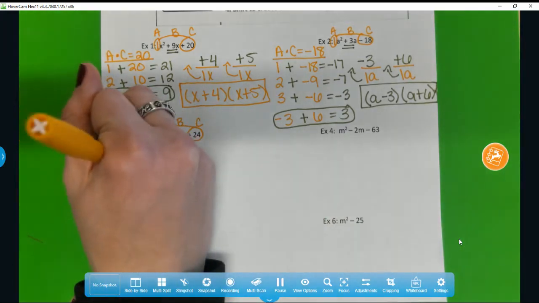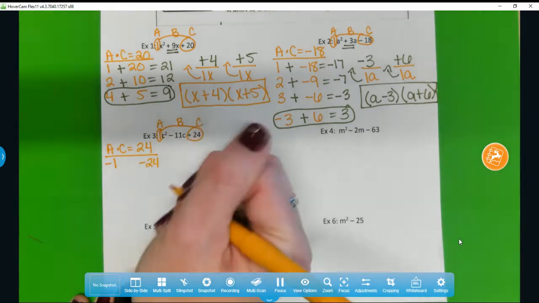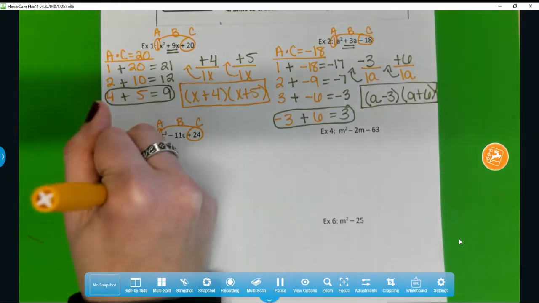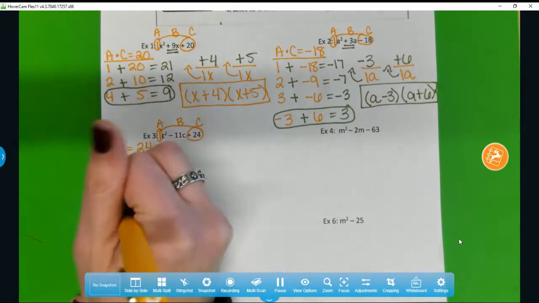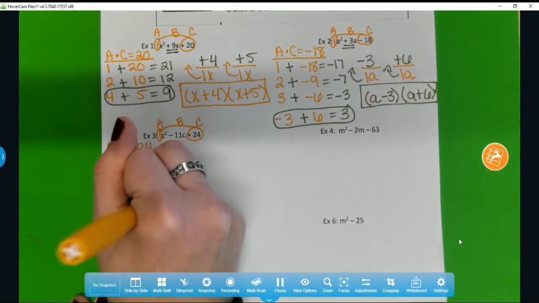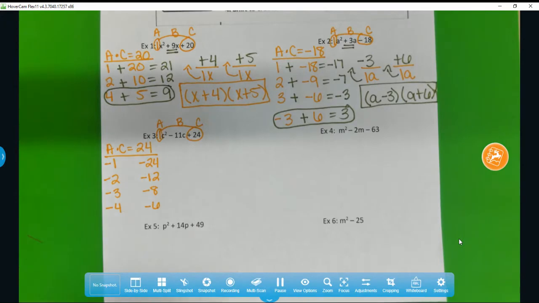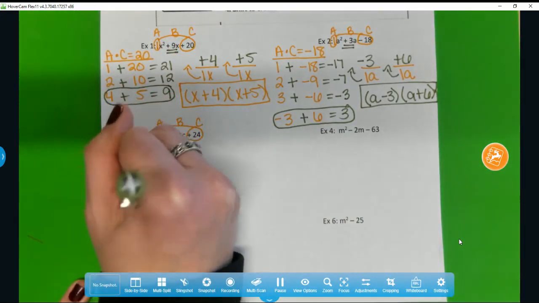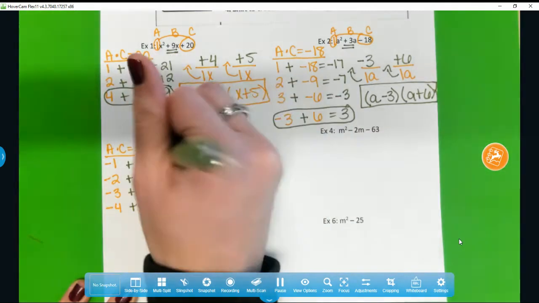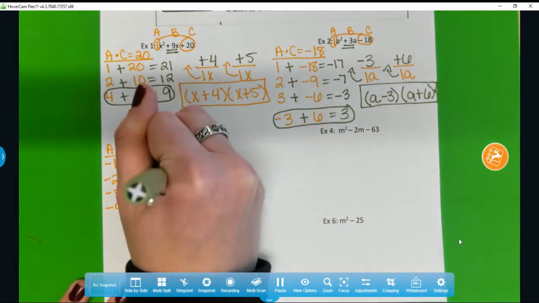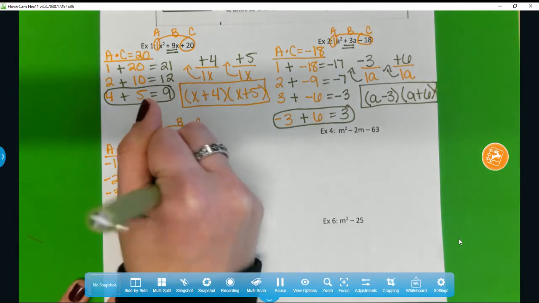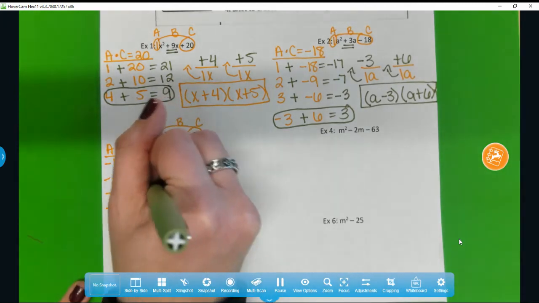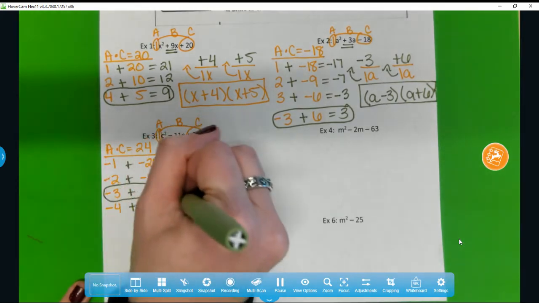So I'm going to have negative 1 and negative 24, negative 2, negative 12, negative 3, negative 8, negative 4, negative 6. So I'm adding to get a negative 11. So this is negative 25, negative 14, negative 11. So I don't even need to check the last one. These are my winners.